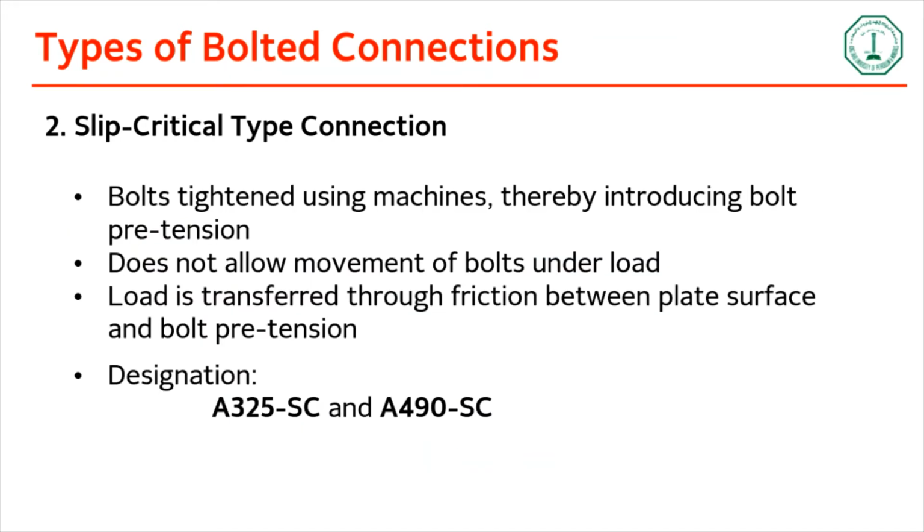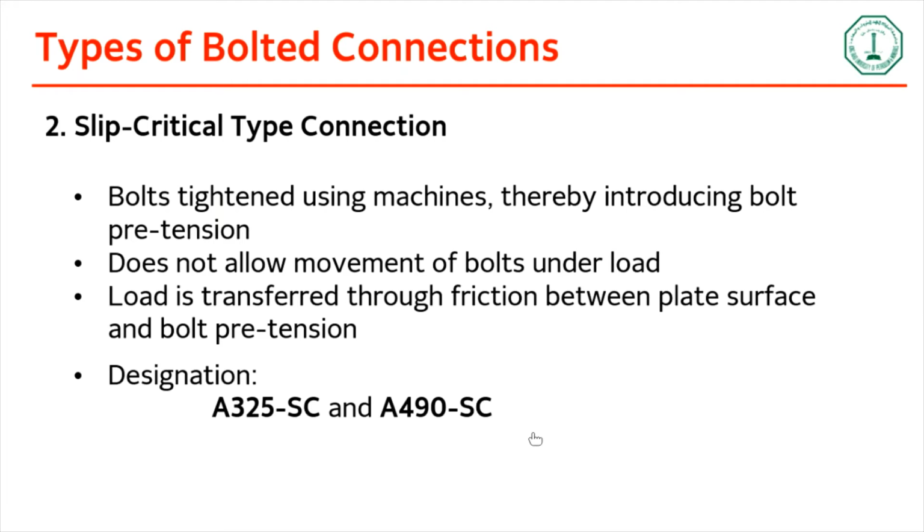we have another type of connection known as slip critical connection. This type of connection is known as slip critical. Now the bolts are tightened using machines in such a way that these surfaces get pressed on each other and there is friction developed. You understand the idea? We have, for example, two plates, one on top of the other. We use bolts, we use a machine to tighten it to a specified tension in the bolts.